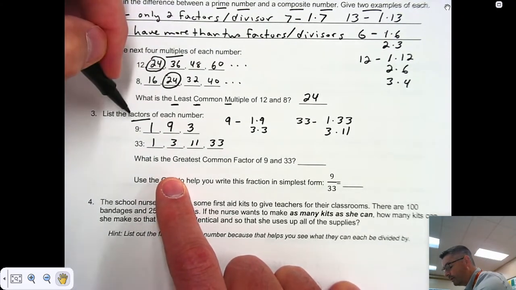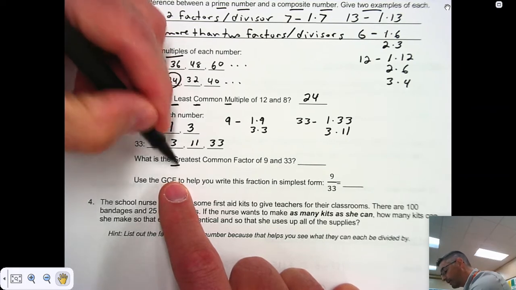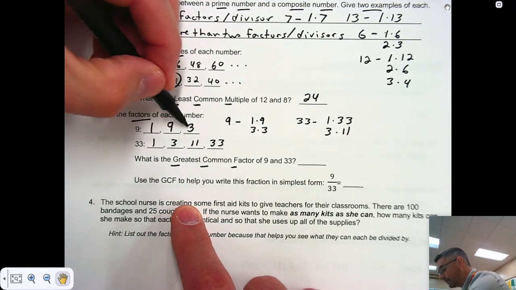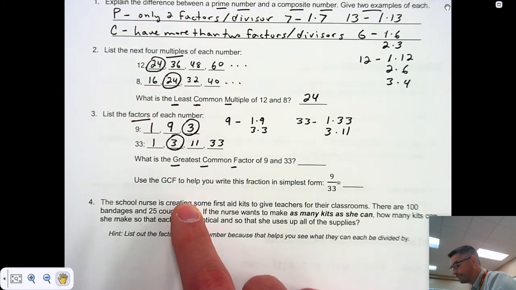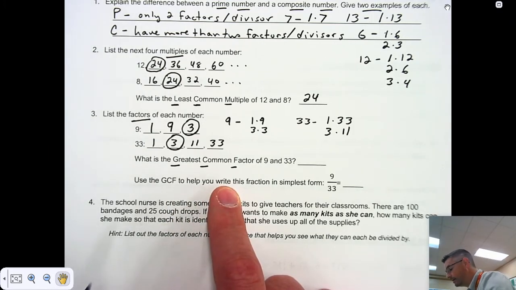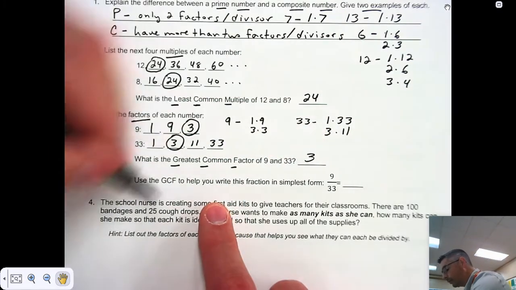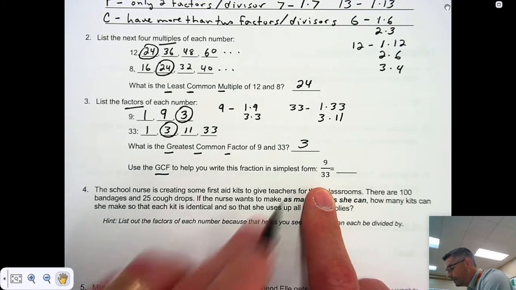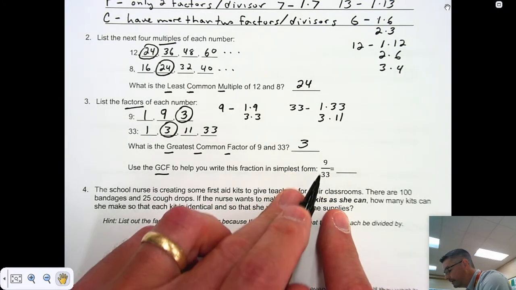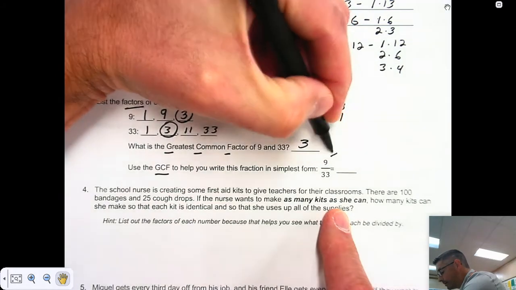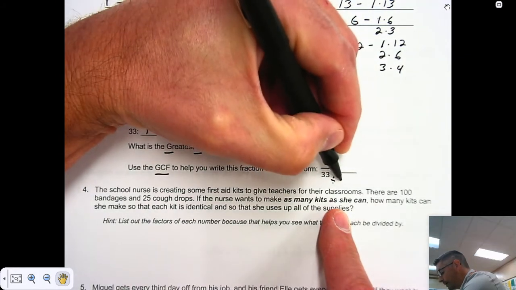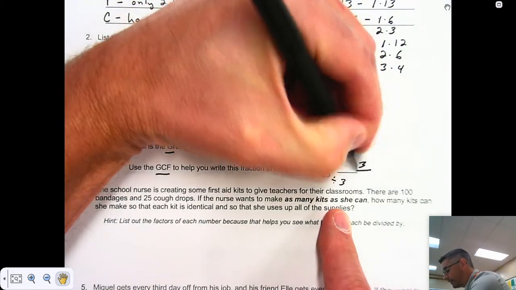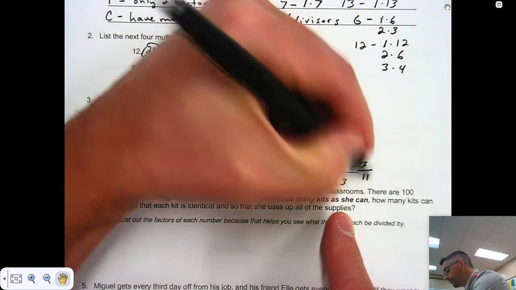And then once we know the factors of two or more numbers, we can find the greatest common factor. So we look at our factors and we find the one that they share that's the largest, and in this case it's 3. So the greatest common factor of 9 and 33 is 3. And we can use the greatest common factor to simplify or reduce fractions. So if we know that the greatest common factor of 9 and 33 is 3, we can reduce by dividing both the numerator and the denominator by the greatest common factor. 9 divided by 3 is 3. 33 divided by 3 is 11.